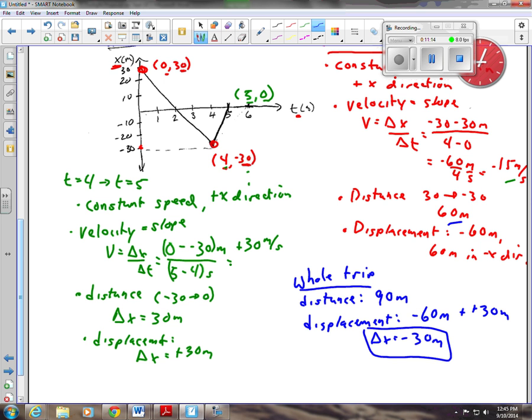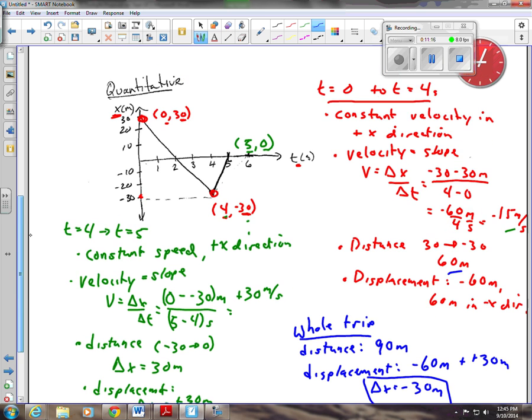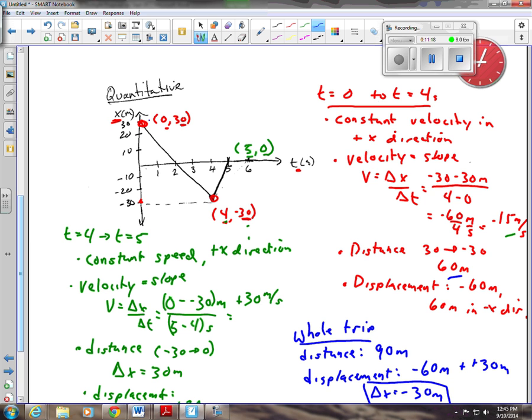for the whole trip. You can actually see that on the graph. If I look at the whole trip and just look at the endpoints, it started at positive 30, ended at 0. What's the displacement? The displacement is negative 30. He ended up 30 from where he started, in the negative direction. For my distance, he started here at 30, went all the way to negative 30, which was a distance of 60. Then he went in the positive x direction for another 30. So he went 60, and then he went 30 back up the other way.